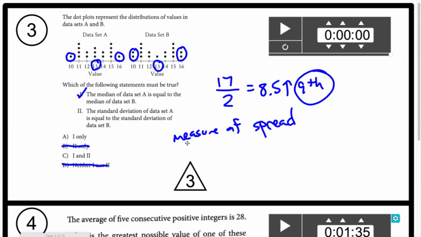So data set B is going to have a larger standard deviation, but they didn't even want us to look at it in that depth. This one says that they're equal, and they're definitely not equal because this one has these two values where this one has them in this position. The ones that are further away are going to contribute more towards the standard deviation. So the answer is just going to be 1 because the standard deviations are definitely not equal.